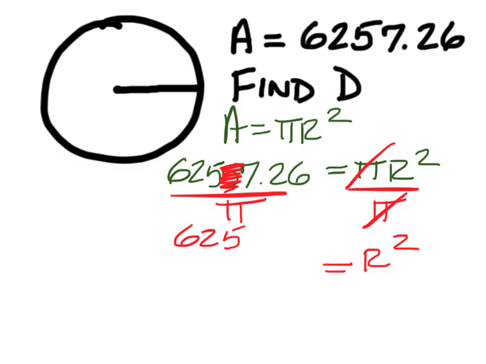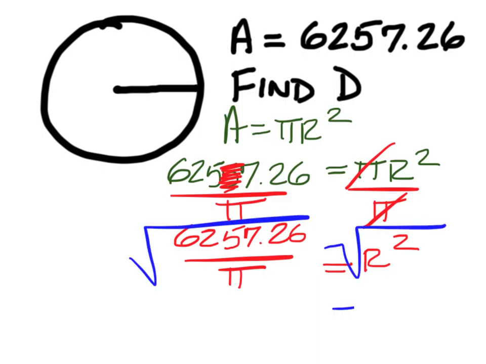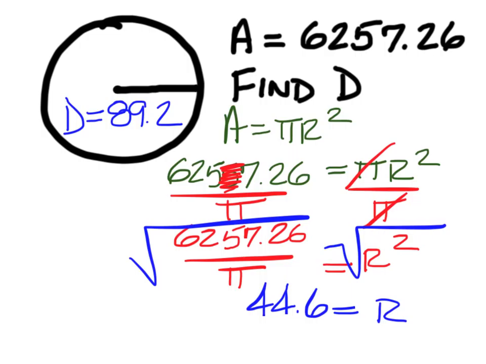And then what do we have to do to both sides now? Square root. So we're left with an r, and hit second x squared, 6257.26, and then divide by pi, and finish it off with a right hand parenthesis, and get what? 44.6. That's not our final answer. What do we do? Double it and get what? 89.2. Because we're going to round it after, or we're going to double it after we round.